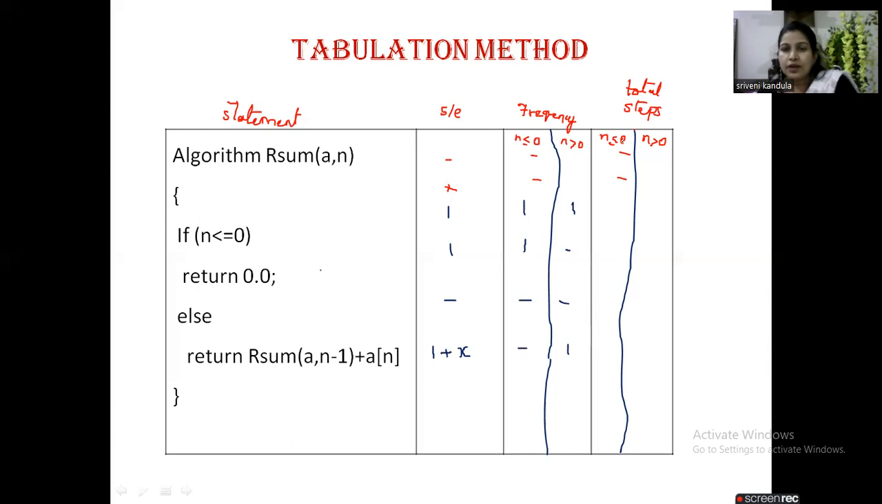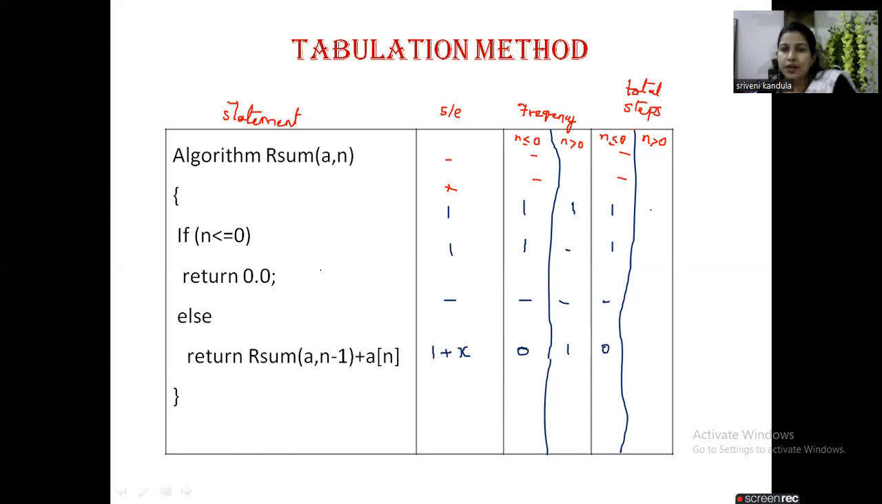So now let us take the total steps. First, for the case of n less than or equals to 0, 1 and 1, max is 1, and here nothing. You can also write it as 0. I'm keeping the dash here. And here, max of, so here 1 plus x, and here it is not at all getting executed in this case, so it is 0. I will just write it as 0 only.